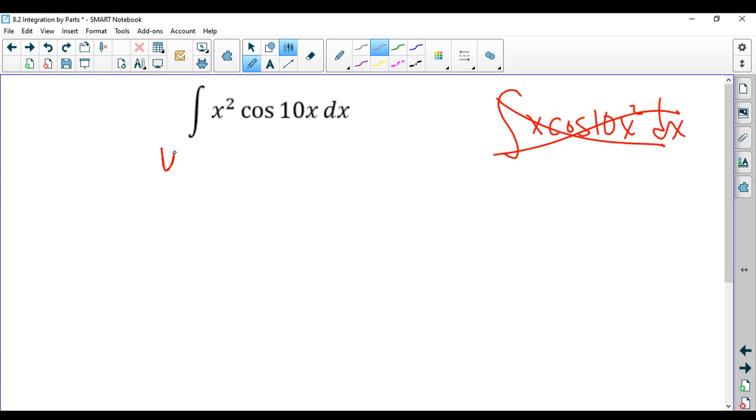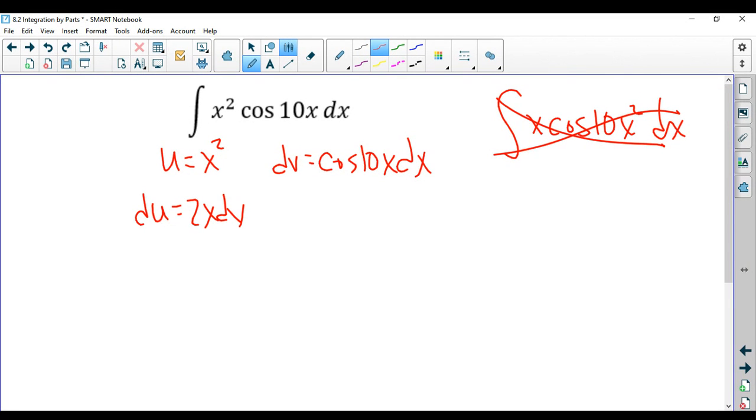We're going to let u be x squared because that's going to simplify with the derivative. That leaves dv to be cosine of 10x dx. So du is 2x dx, and v would be the integral of cosine, which is positive sine, but it's 10x, so we need a 1/10 as a constant.